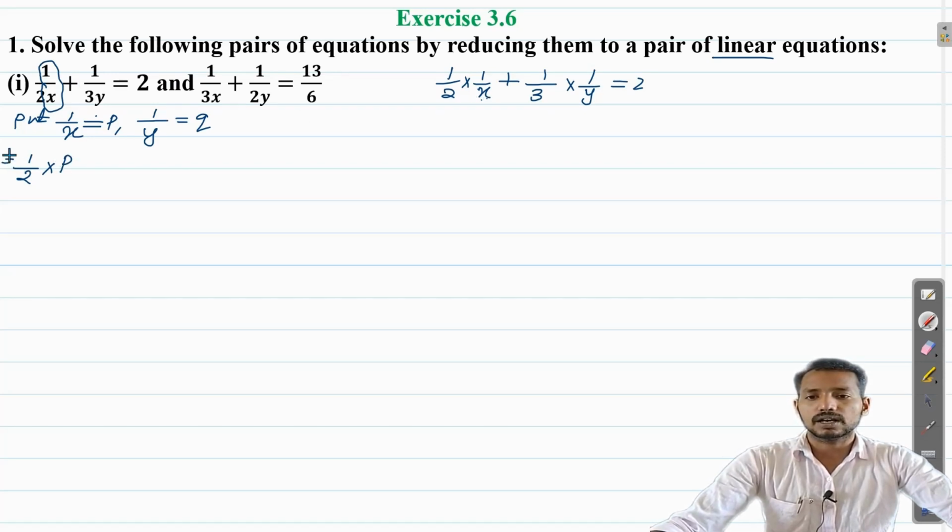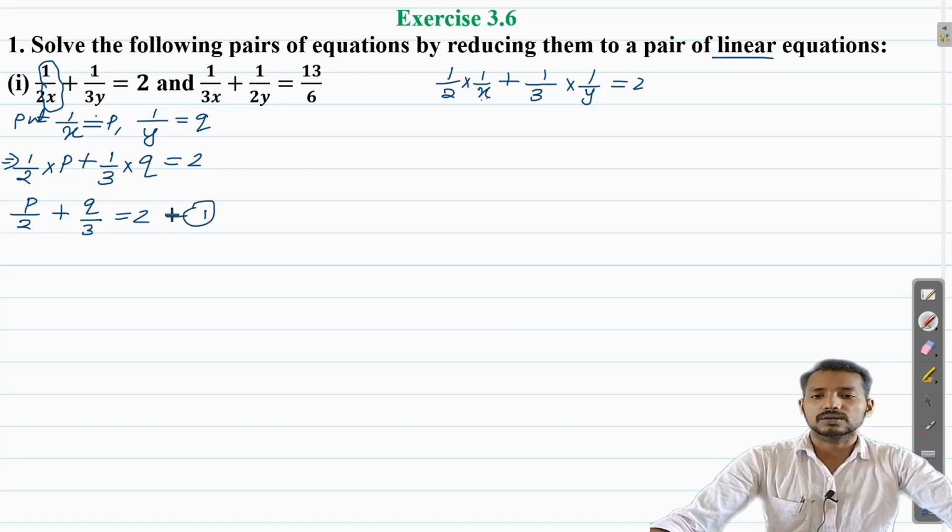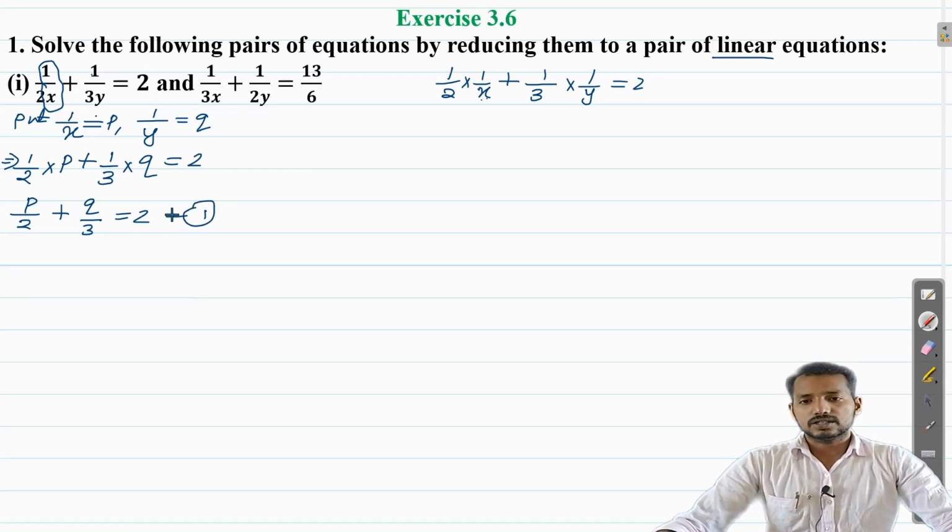So that implies 1 by 2 into p plus, next, 1 by 3 is there, am I right? In the second term, 1 by 3 into 1 by y becomes q, according to our assigning 1 by y is equal to q, which is equal to 2. In simple way, we can write p by 2 plus q by 3, since 1 by 3 into q we can write as q by 3, is equal to 2. That we give as equation number 1. Clear?